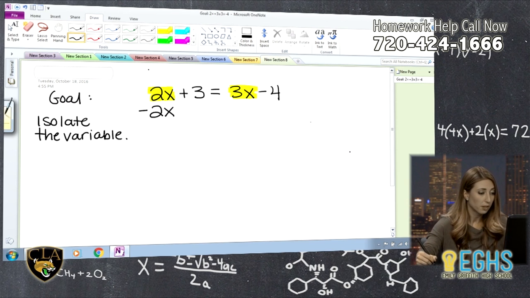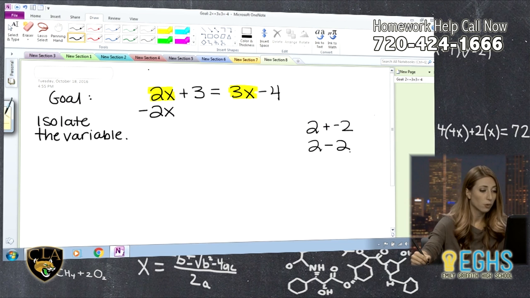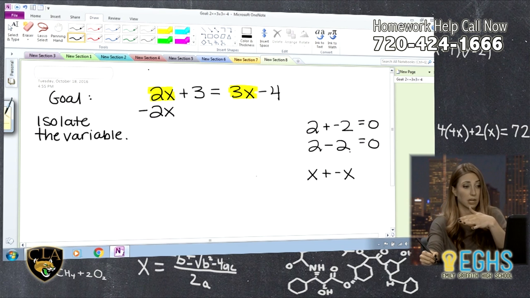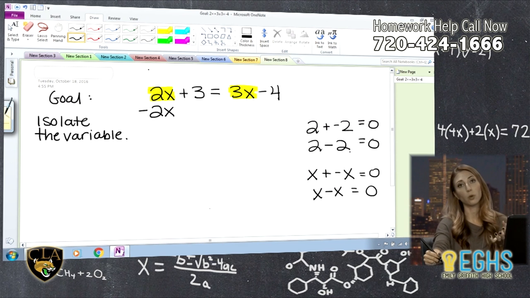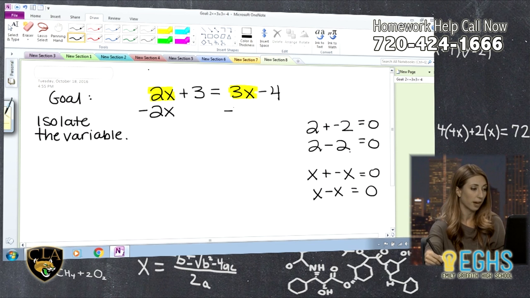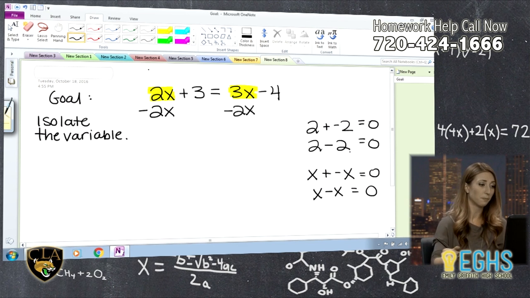For example, if I did 2 plus negative 2, or in other words, a shorter way to do that would be 2 minus 2, we're always going to get 0. The same thing works for variables. If I did x plus negative x, so a number and its opposite, or x minus x, same thing, I'm going to get 0. Since our goal is to isolate the variable, we want to move it completely over to the other side. So I'm going to subtract 2x from the left side of the equation, and then I have to make sure I do it to the right side as well.